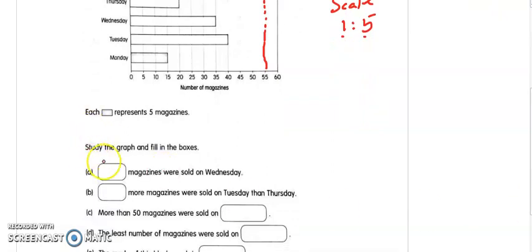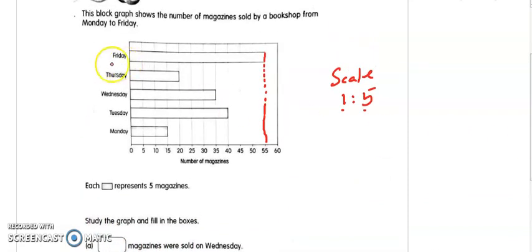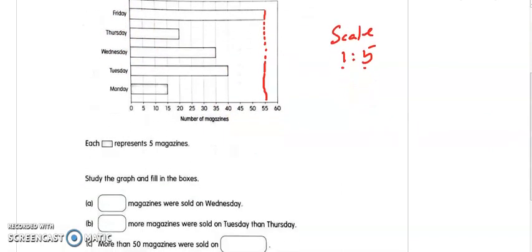The first question is, dash magazines were sold on Wednesday. So let's see how many magazines were sold on Wednesday. If we look at the Wednesday bar, it is ending at 35. So we will say 35 magazines were sold on Wednesday.